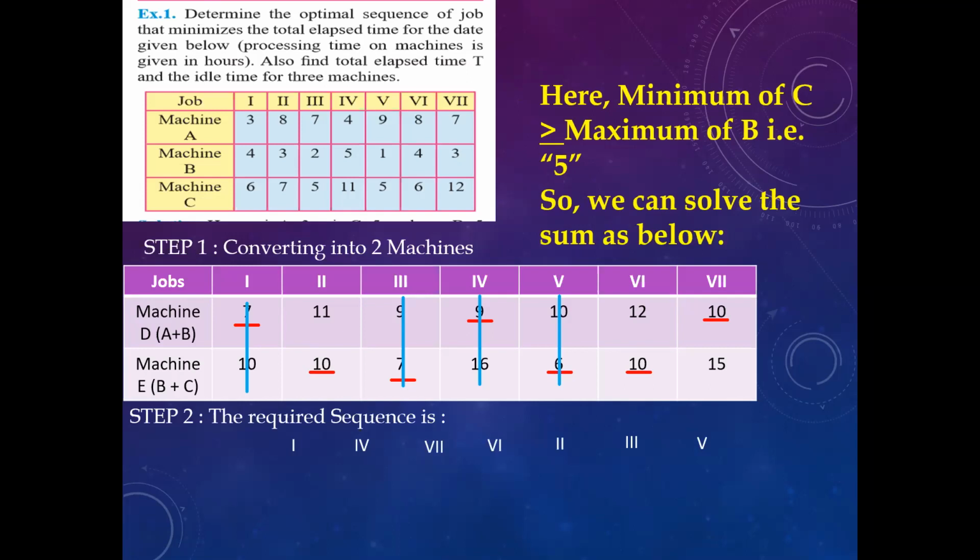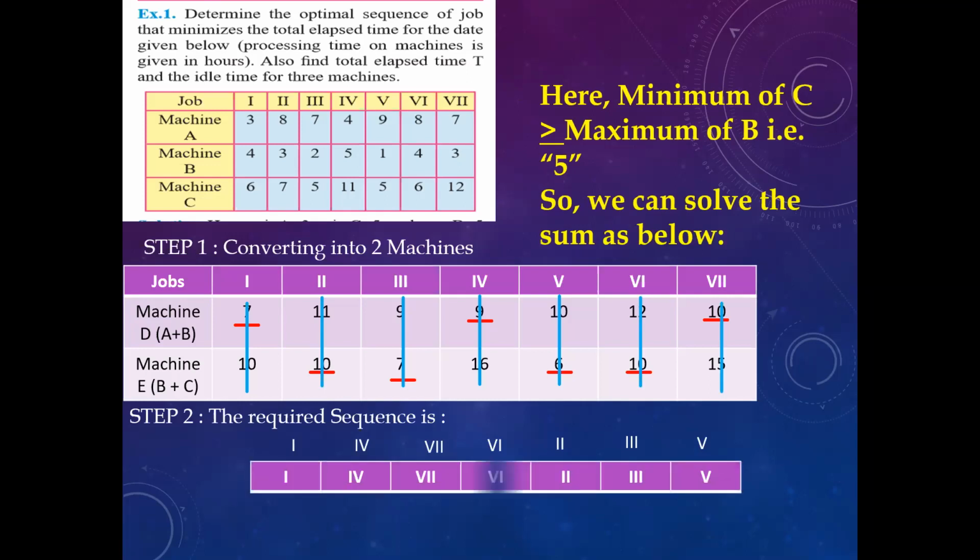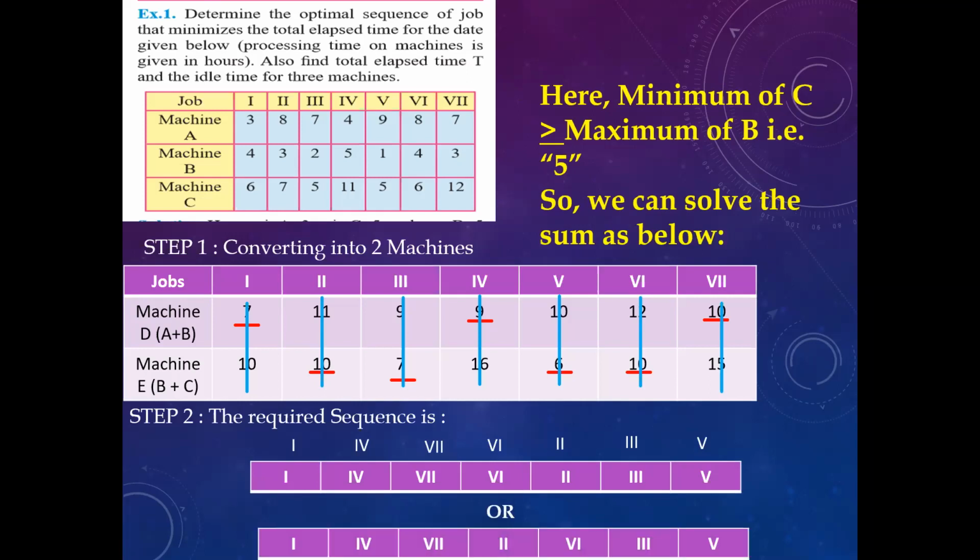So I have written 6 and 2. You can also write 2 and 6. After that, you will cancel all the 3 columns. So class, this is your required sequence. 1, 6, 7. Sorry, 1, 4, 7, 6, 2, 3, 5. Or as I suggested, you can also get 1, 4, 7, 2, 6, 3, 5.